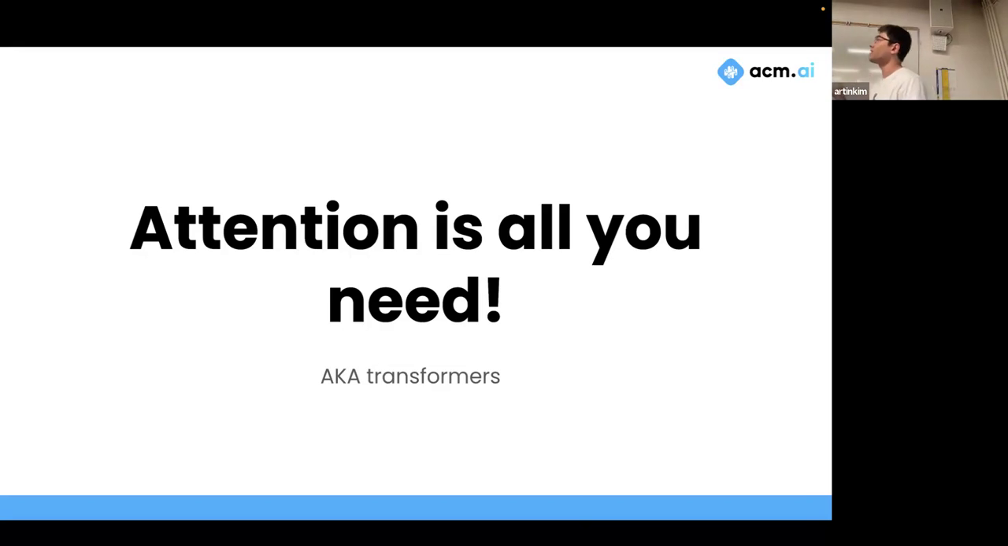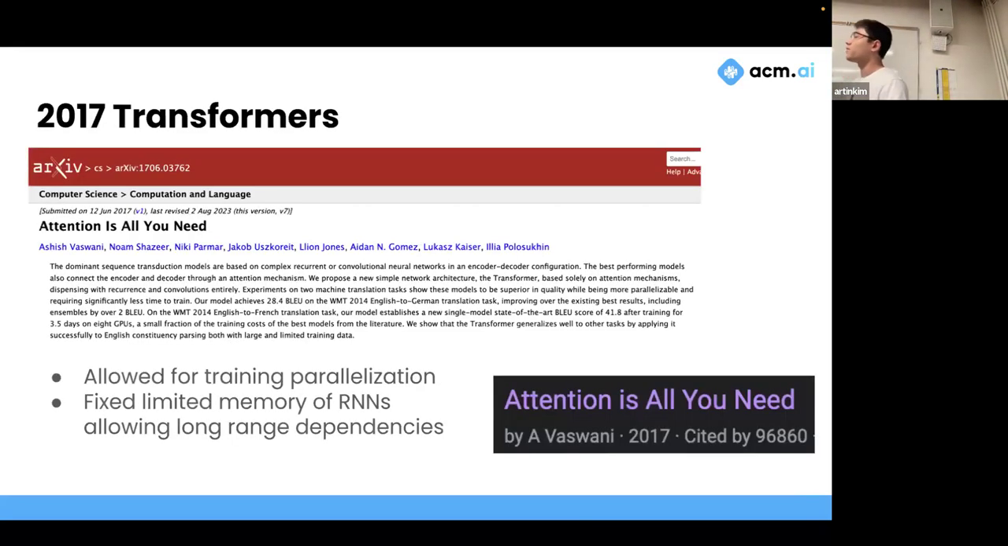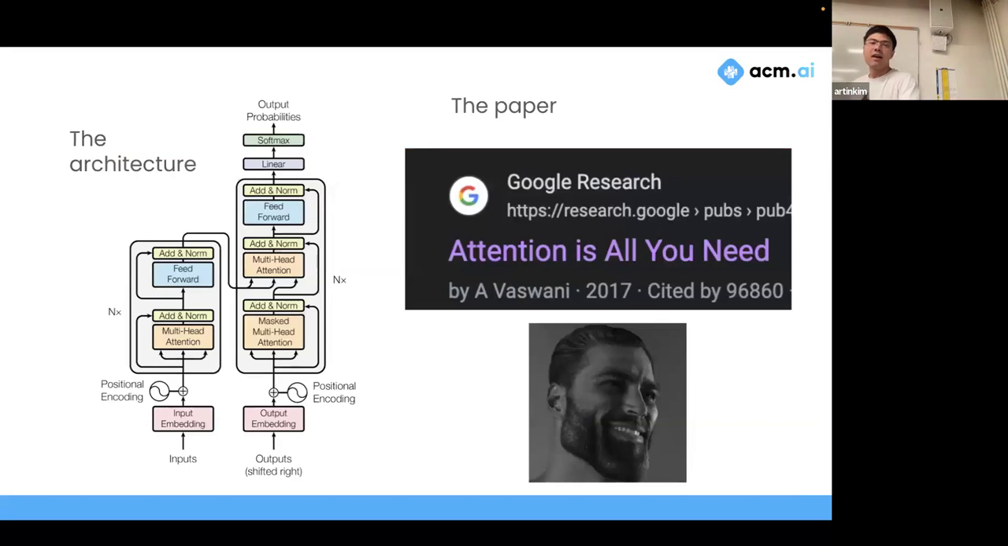Attention is all you need. Why is it called attention is all you need? This is the transformer paper. This is the whole architecture that means everything, right? Anyways, this has an insane amount of citations. This came out in 2017. That's like 96,000 citations, which is crazy. That's the architecture. We'll explain in a bit.